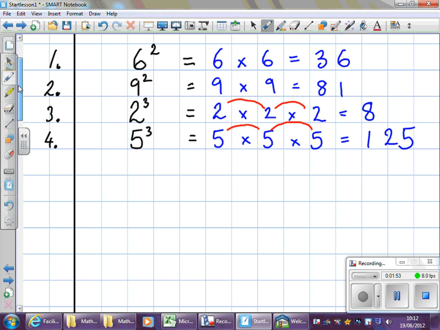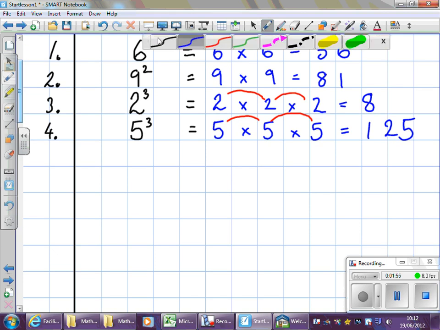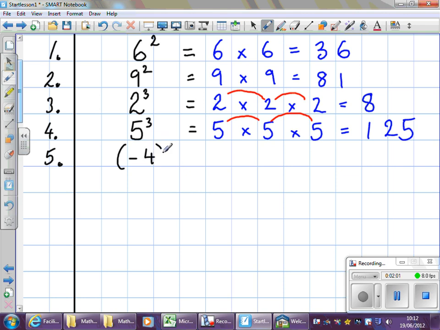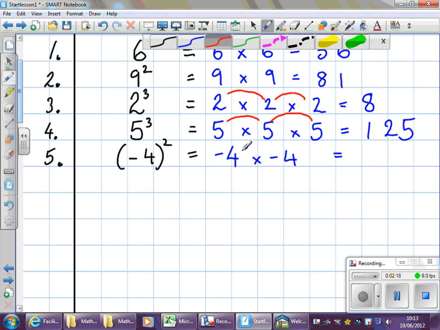Now, just before I give you a few to practice, let's look at this. We have looked at it before with negative numbers. What about when it's a negative number that's being squared? It's important this sinks in. Right. If we take the time to write out what it means, -4 times -4, we won't get the sign wrong. 4 times 4 is 16.